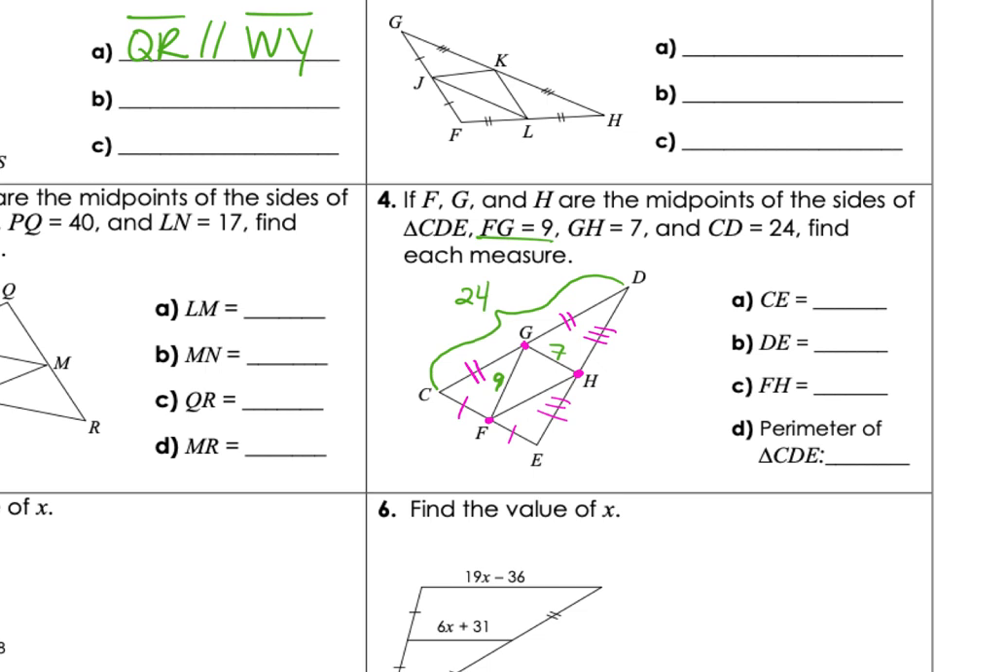Okay? Knowing what I told you, see if you can figure out what is CE, what is DE, what is FH, and then get real fancy. What's the perimeter of triangle CDE? Feel free to chat with your neighbor. See if you can work that out.